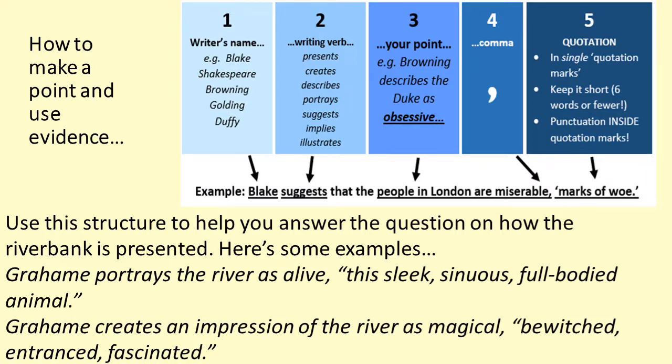So an example: Blake suggests that the people in London are miserable, 'marks of woe.' Please use this structure to help you answer the question on how the riverbank is presented. Here are some examples. Graham portrays the river as alive, 'this sleek, sinuous, full-bodied animal.' Graham creates an impression of the river as magical, 'bewitched, entranced, fascinated.' Pause the video, please, to do this now.